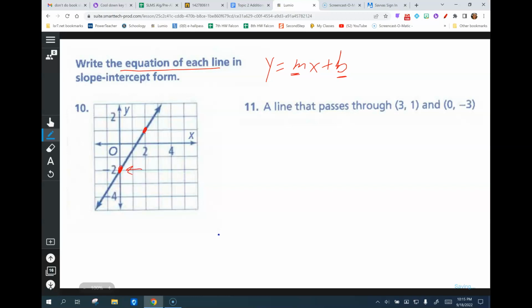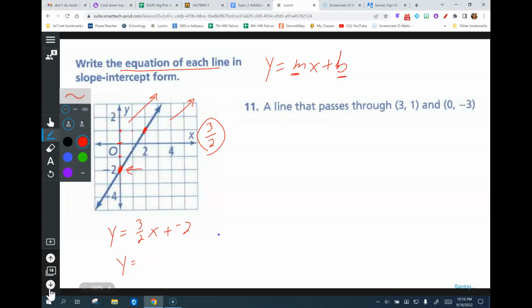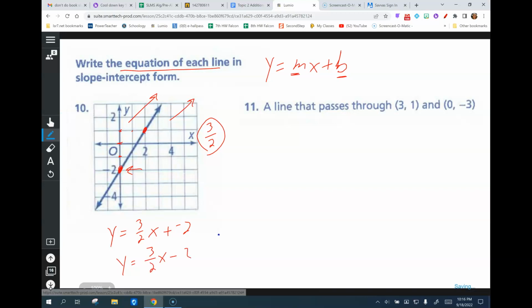Okay, so what's my slope? 1, 2, 3. So I went up 3. Hey, what's my slope going to be? Positive or negative? That's right. It's going to be positive because it's going up in this direction. Okay, now I'm going to go over 1, 2. So there's my slope. So y equals, let's fill in, our slope is 3/2. Our y-intercept is -2. Now you might just write the equation 3/2 x minus 2. Wow, I'm going too fast. Again, it doesn't matter.